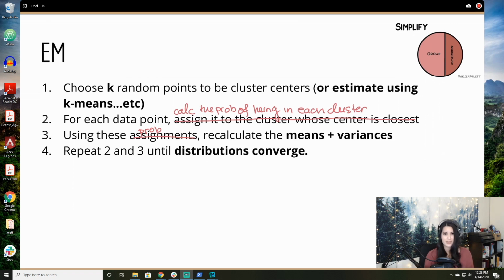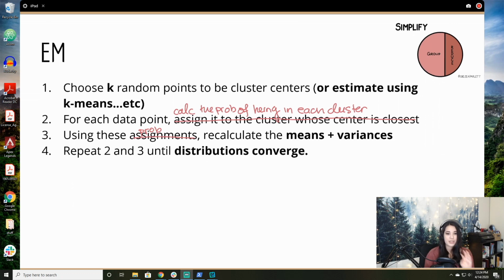The math of this is not super important, although I'll link some resources that might help you dive into that math a little bit more. But essentially what I want you to know is that we are recalculating both the mean and the variance for each cluster, and that the probability of a data point being in a cluster means that the higher the probability, the more influence that data point has on the mean and variance of that cluster.